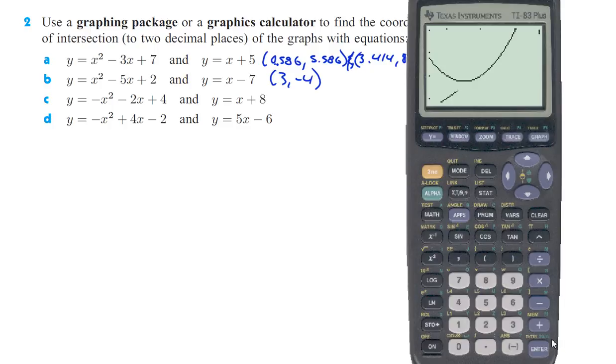Now we should be able to see that there's just one intersection point down here. It doesn't look like it hits 2. Let's double check just in case. Second, calculate, intersect. I'm going to go a little bit farther out just to make sure it doesn't intersect somewhere else. First curve, yep. Second curve, yep. Guess? Sure. Push enter one more time, and it's calculating. It's at 3 and -4, which we already got. So that's the only intersection point.